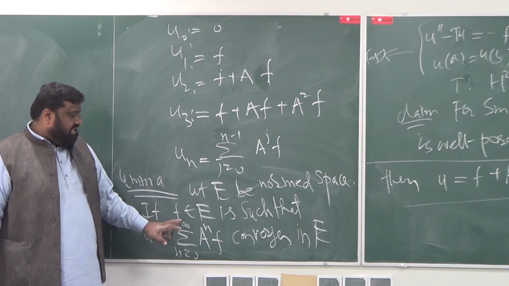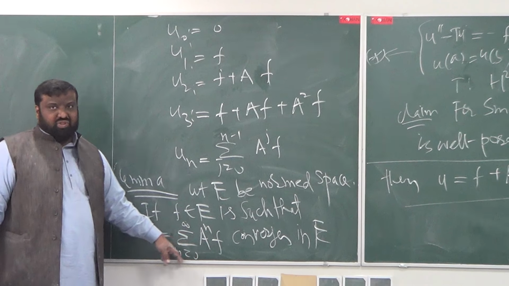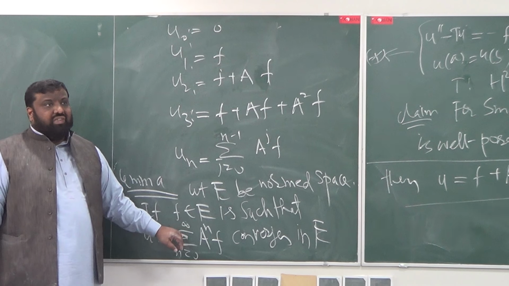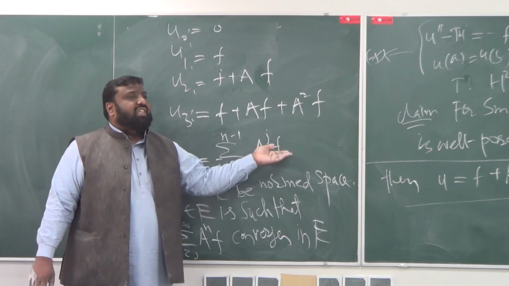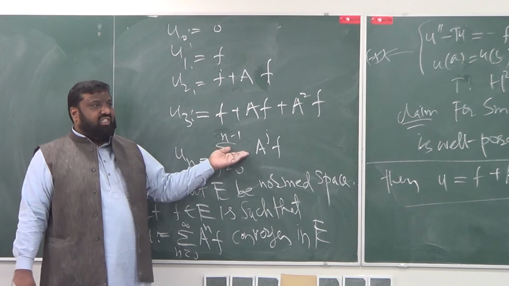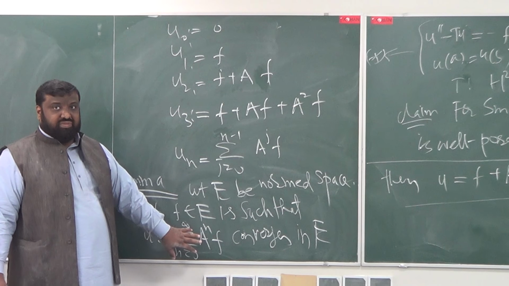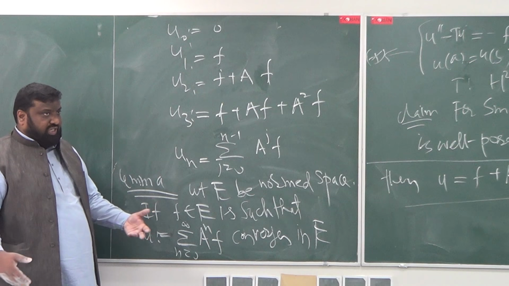Forget about the rest of things. When is this series going to converge? It's a series of values, so its partial sums are convergent. In other words, if these are convergent, then this series is also convergent. Are you getting the point? Yeah. So now let's put it in.